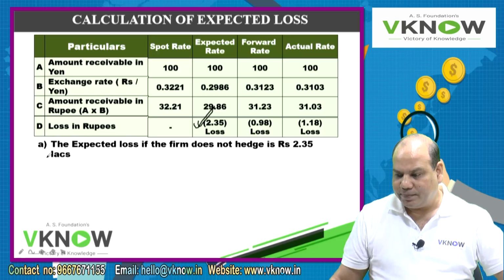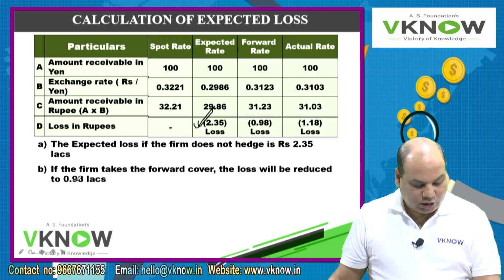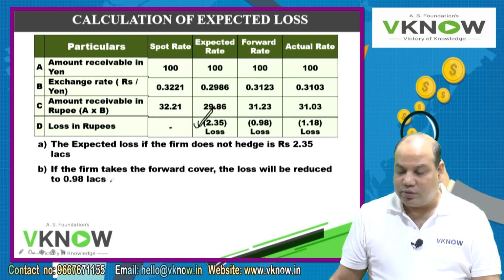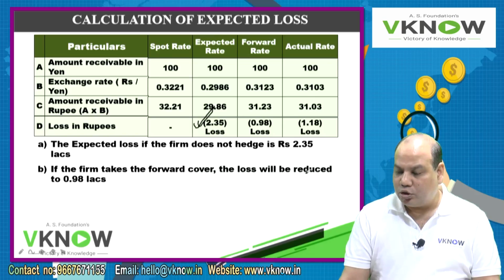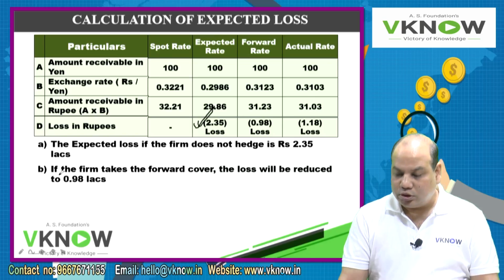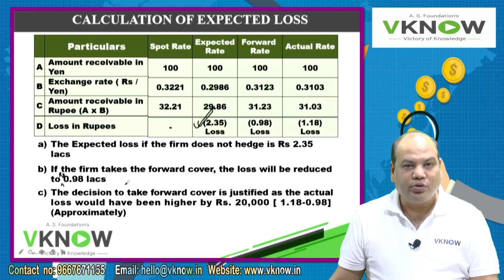So answer A. Answer B. How does the position change if the firm takes forward cover? If the firm takes the forward cover, the loss will be reduced to rupees 0.98 lakhs. The loss will be reduced to rupees 0.98 lakhs.